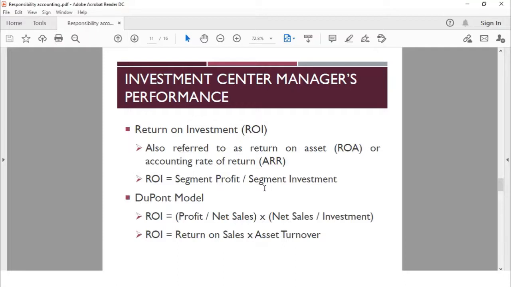So, your ROI is your profit divided by your net sales, which is also known as your return on sales, multiplied by your net sales over your investment, which is known as your asset turnover. So again, kaning profit divided by your net sales is your return on sales, where your net sales divided by your investment is your asset turnover.